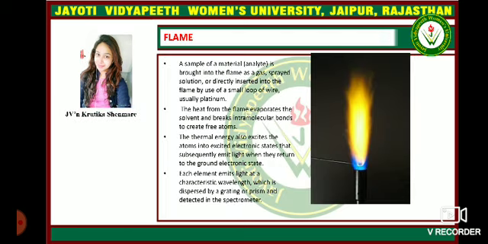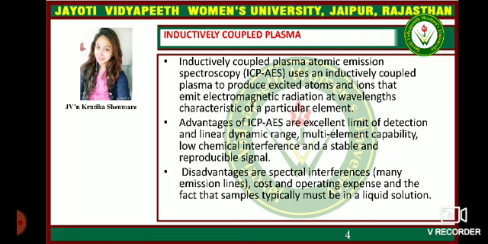Flame. A sample of a material is brought into the flame, sprayed as a solution or directly inserted into a flame by using a small wire or loop, usually platinum. The heat from the flame evaporates the solvent and breaks intermolecular bonds to create free atoms. The thermal energy also excites the atoms into excited electronic states, and they subsequently emit light when they return to the ground electronic state. Each element emits light at a characteristic wavelength, which is dispersed by a grating or a prism and detected by a spectrometer.